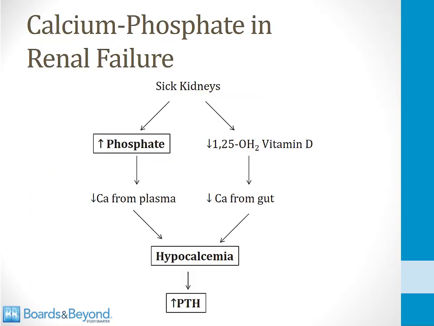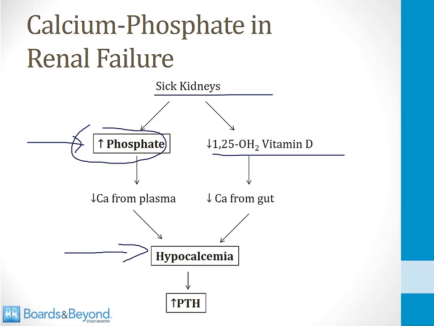Patients who have renal failure classically develop hyperphosphatemia and hypocalcemia. The reason this happens is because when the kidneys are sick, they cannot excrete phosphate, and that raises the serum phosphate levels. In addition, sick kidneys cannot activate vitamin D, so you have a fall in the active form of vitamin D, 1,25-OH vitamin D.